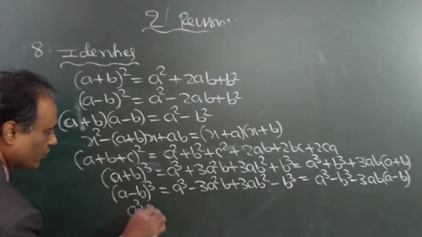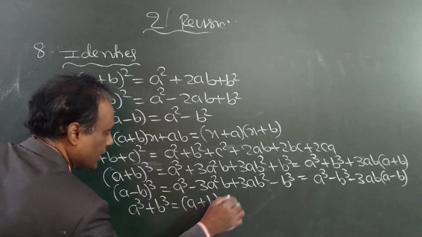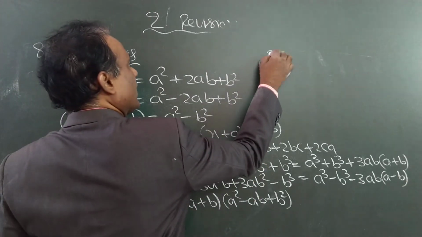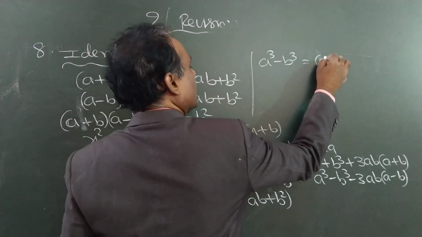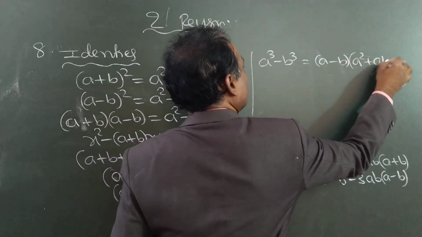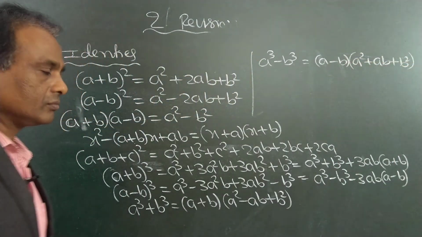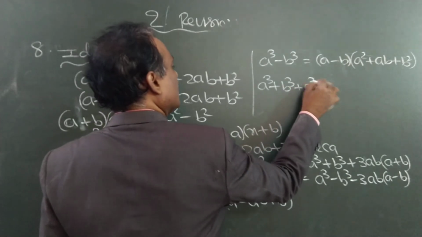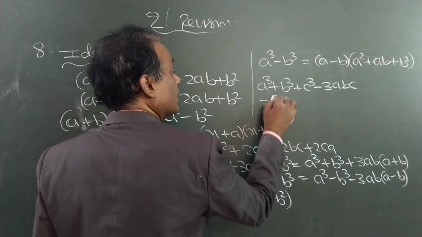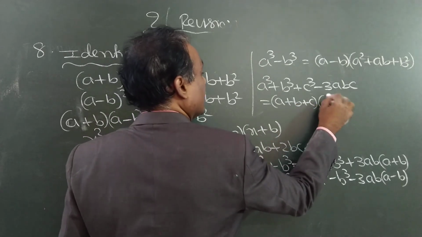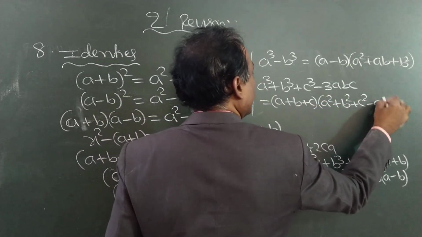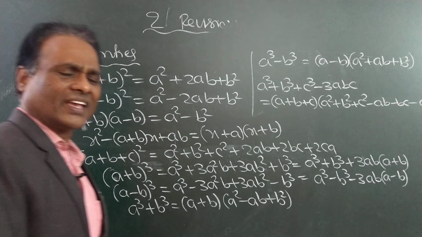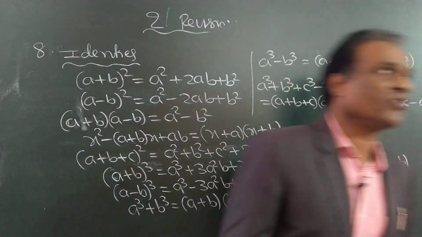Next, I explained the factors for a cube plus b cube is equal to a plus b into a square minus ab plus b square. Next, I explained the factors for a cube minus b cube is equal to a minus b into a square plus ab plus b square. Next, I explained the factors for a cube plus b cube plus c cube minus 3abc. Very lengthy here. a plus b plus c into a square plus b square plus c square minus ab minus bc minus ca. This also I explained.